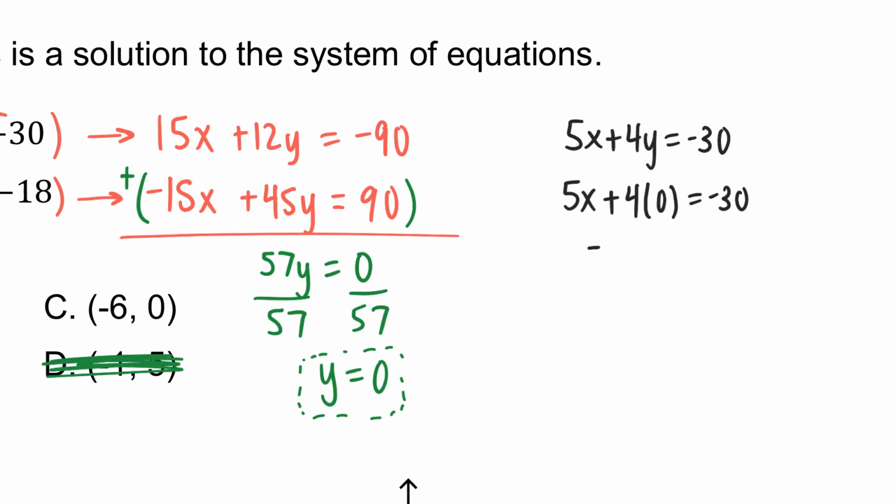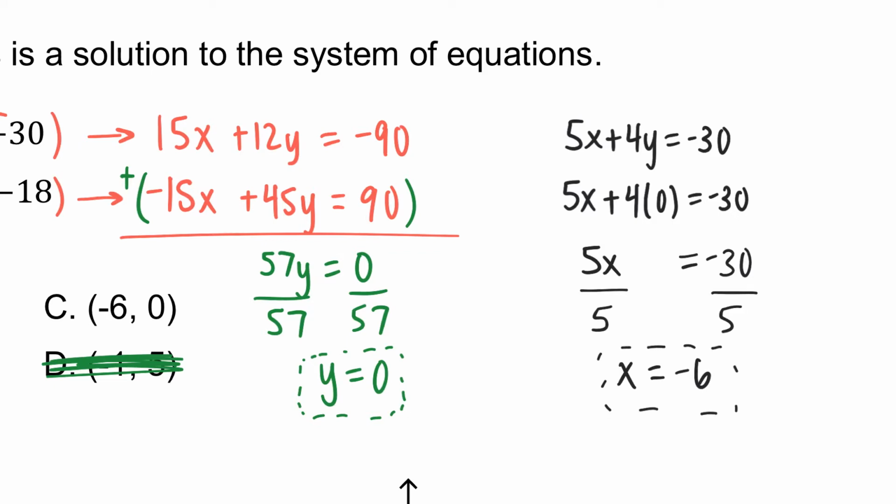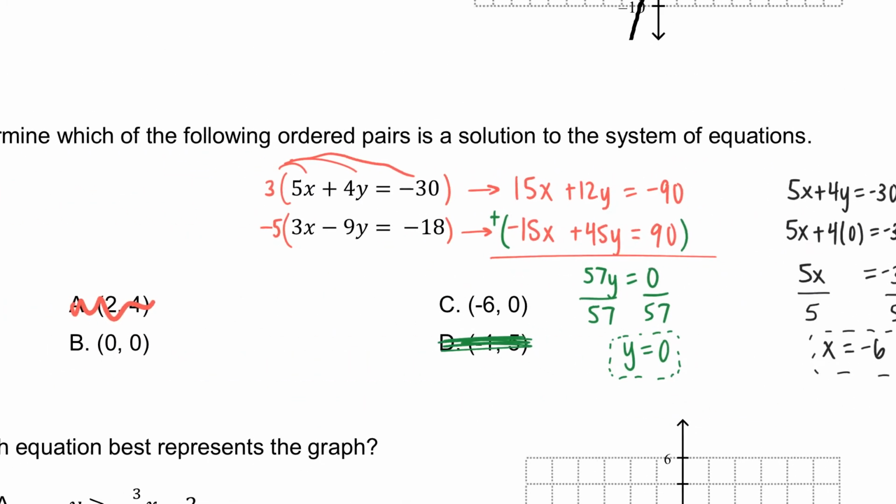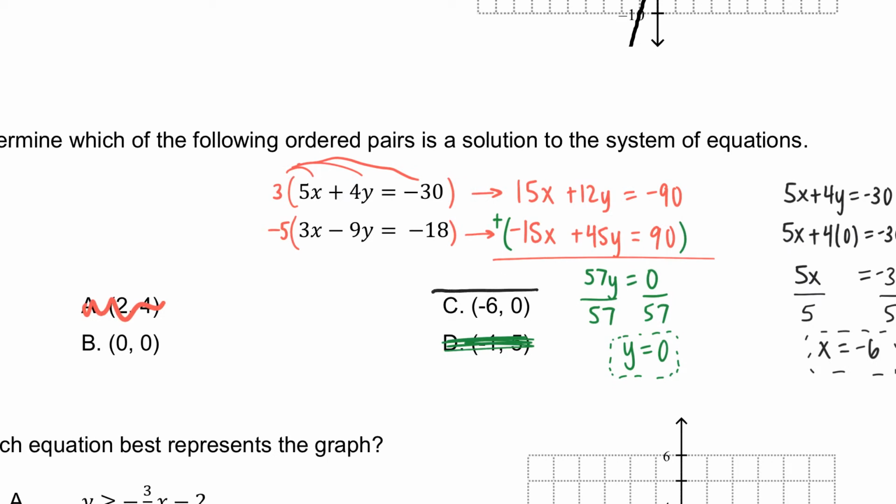And then we have 5x plus 4 times 0 is 0. So basically 5x is equal to -30. So I would divide by 5, and then I would get x is equal to negative 6. So I think that was option choice B, right? Yeah, so negative 6. All right, so that would be our answer for that one.